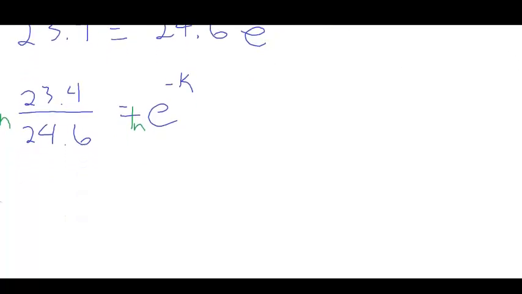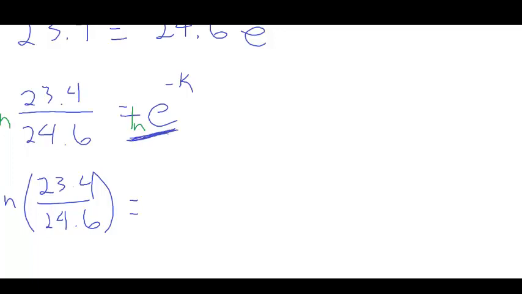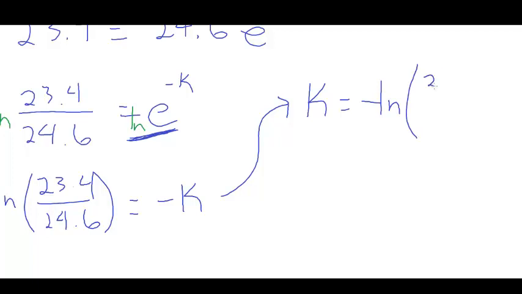Alright, and so then we're going to end up with ln of 23.4 over 24.6. And you could plug that into your calculator now if you'd like, but you certainly don't have to. This ln and e, that we know that property of logarithms will simplify into just that negative k, which then gives us that k equals negative ln of 23.4 all over 24.6. So now we know what that k value is.